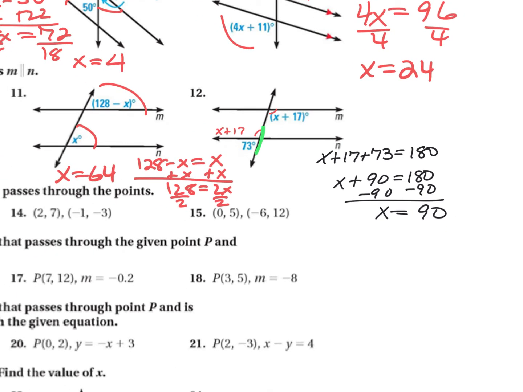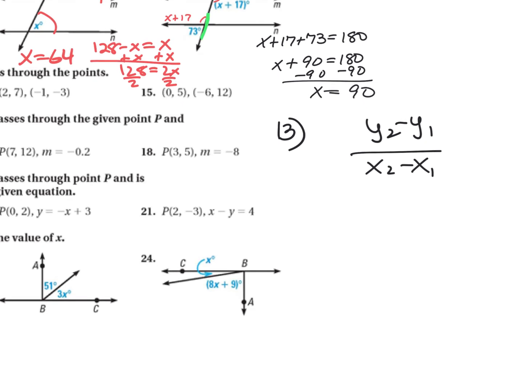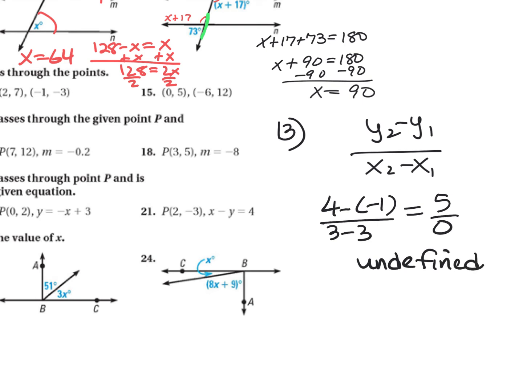Now for 13, 14, and 15, we're going to do the slope formula. We're using y2 minus y1 over x2 minus x1. So again, know the slope formula. So let's plug in our ordered pairs. So I'm going to do 4 minus negative 1 over 3 minus 3, 5 over 0. Whenever there's a 0 in the denominator, the slope is undefined. If the 0 would have been in the numerator, it would have simplified to a 0.